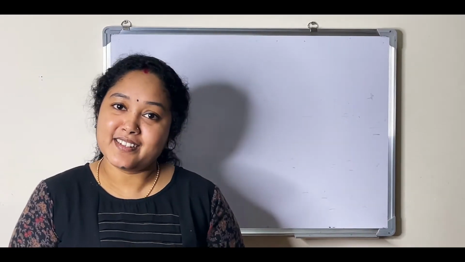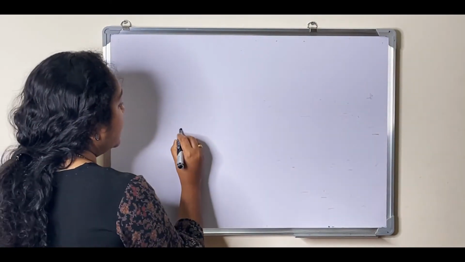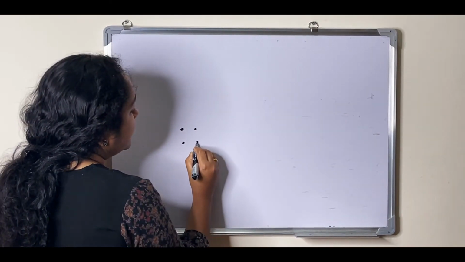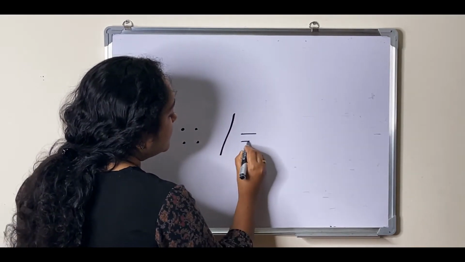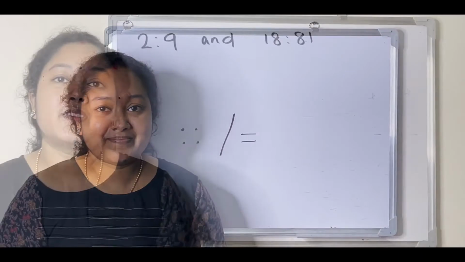Topic is proportion. If two ratios are equal, we say that they are in proportion, and we denote it using an equal symbol to equate the two ratios.